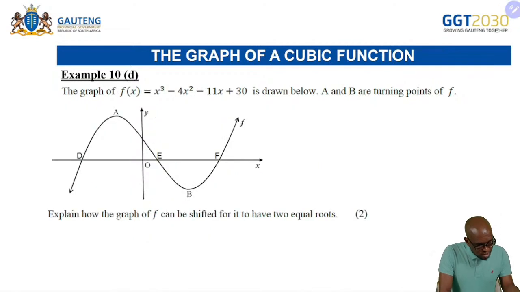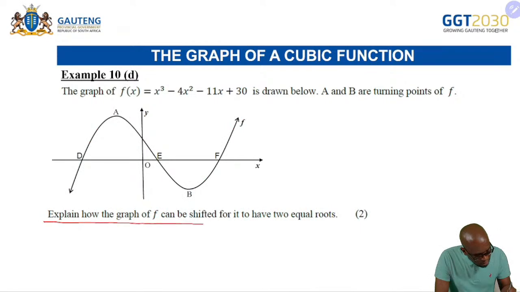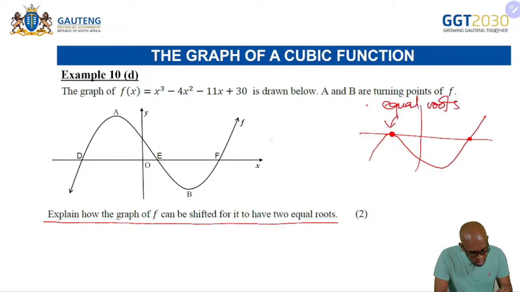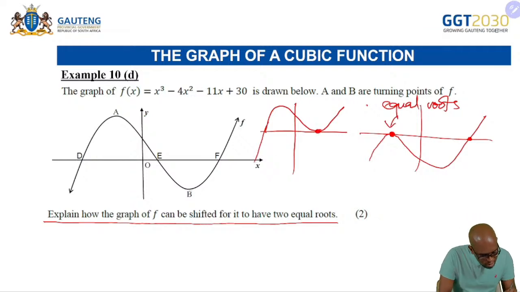That would be our point of inflection. Right. And then explain how the graph can be shifted to have two equal roots. If our graph has two equal roots, what it means is that this graph can have a turning point here, and then this is the first root, this is the second root. And then these are our equal roots if it forms the tangent with the x-axis. It can also happen on this side, where here it has two equal roots. So basically, we need to move B up to there, or we move A down to there.